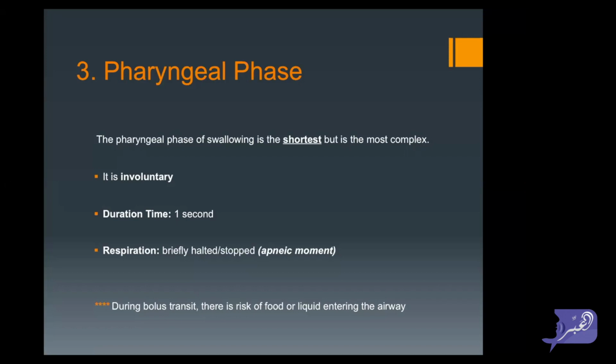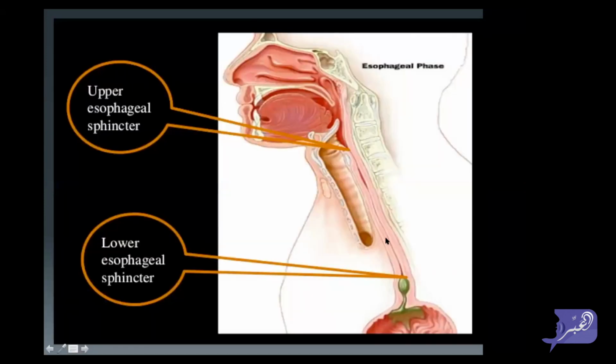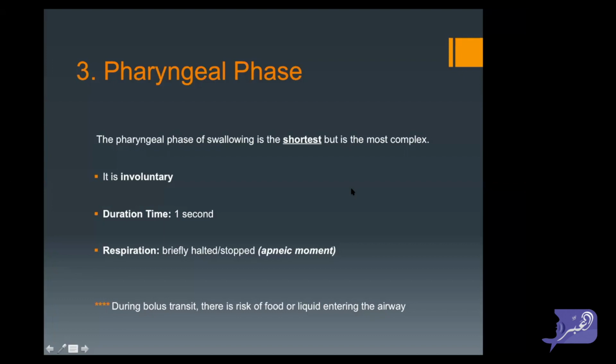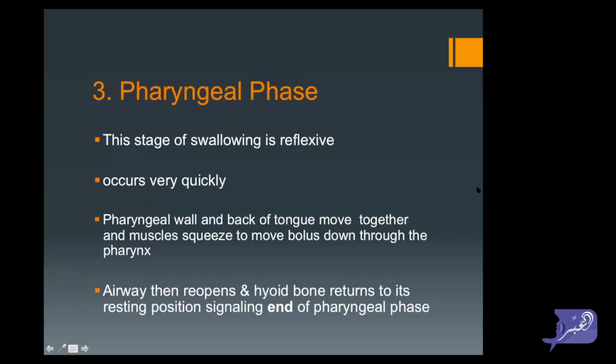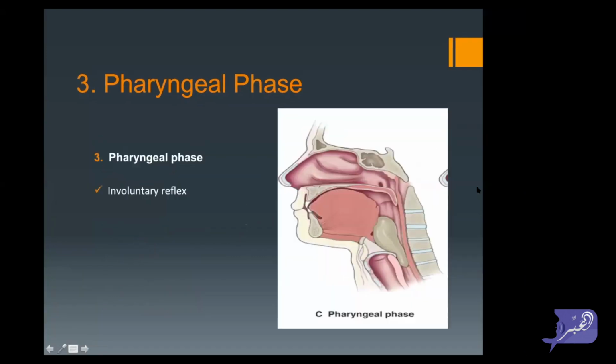It is also the shortest, meaning it's approximately 1 second for things to go through the pharynx. I've kind of gone ahead and talked about the esophageal phase, but that's okay. Now, during the pharyngeal phase, we have the apneic moment, which is when breathing is halted momentarily. And that's very important because that's a protective mechanism.